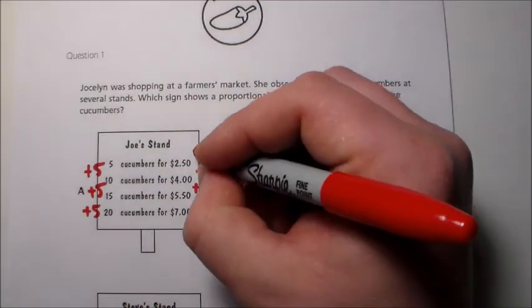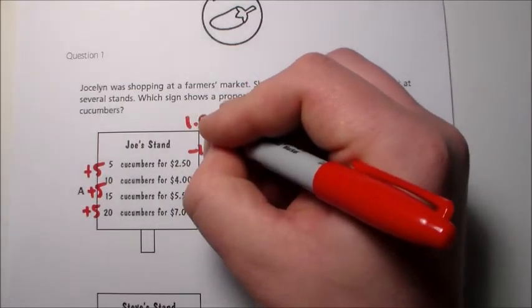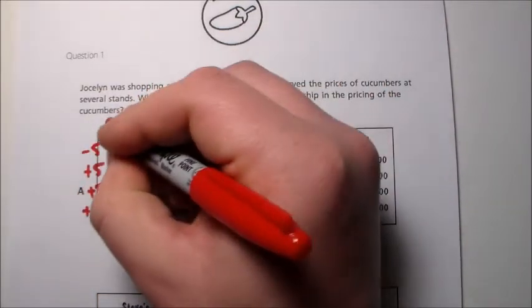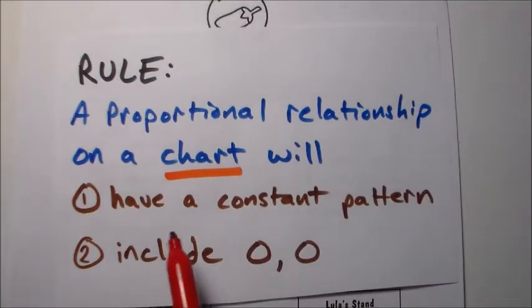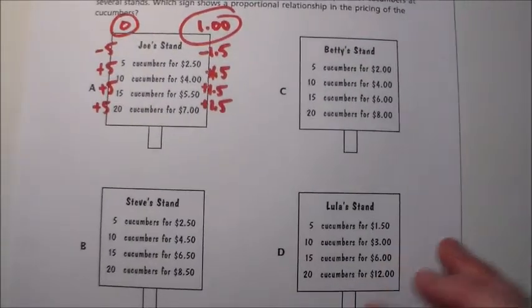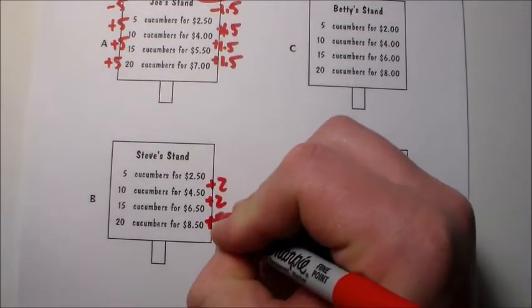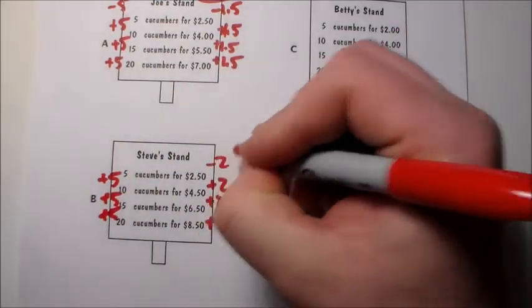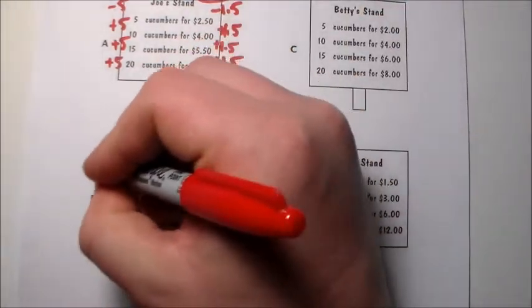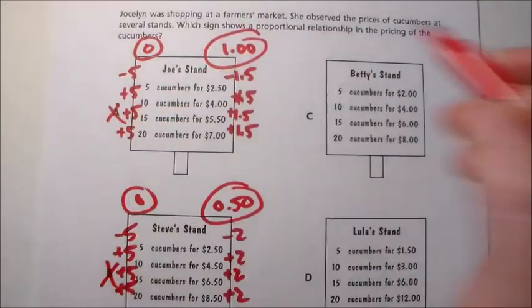No. And why not? If we subtract 1.5 from 2.50, we get $1. And if we subtract 5 from 5, we get 0. So if we remember our rule, it says we have to have a constant pattern, check, but the pattern has to include 0, 0, no check. A is not our right answer. Similarly, B, we have plus 2, plus 2, plus 2 on this side, and plus 5, plus 5, plus 5 on this side, but minus 2 gets us 50 cents, and minus 5 gets us 0. Again, we don't have 0, 0. It's not going to be our right answer. A and B are out of it.